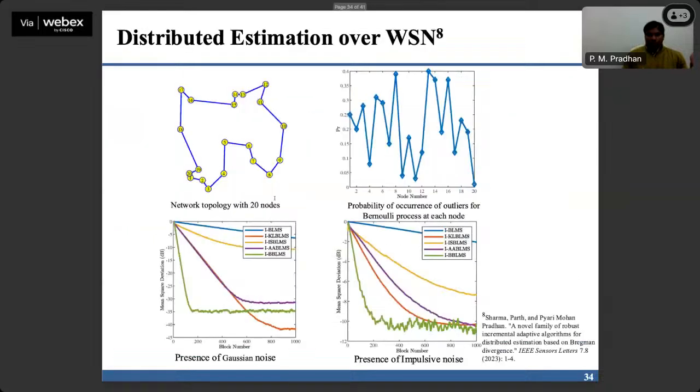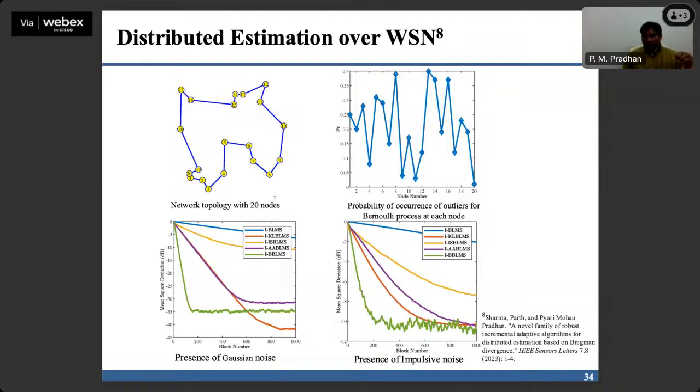Similarly, distributed estimation over a wireless sensor network. Let's say we have a wireless sensor network with 20 nodes. If you want to estimate the temperature over the complete region of interest, all sensor nodes can collaborate among themselves to find the average temperature of the area. In general, you get the value from each of the temperature sensors and take the average of all these values to find the average temperature of that area.